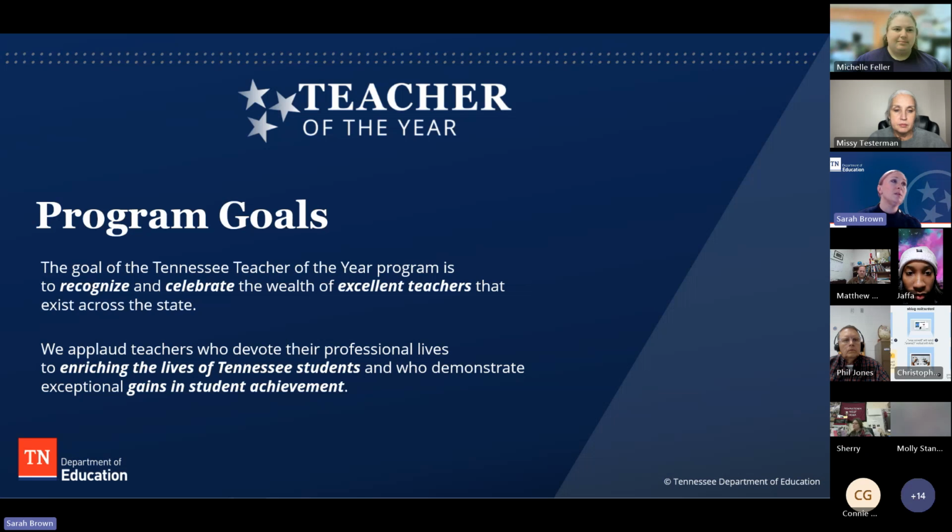So our program goals: the goal of the Tennessee Teacher of the Year program is to recognize and celebrate the wealth of excellent teachers that exist across the state. We applaud teachers who devote their professional lives to enriching the lives of Tennessee students and who demonstrate exceptional gains in student achievement.